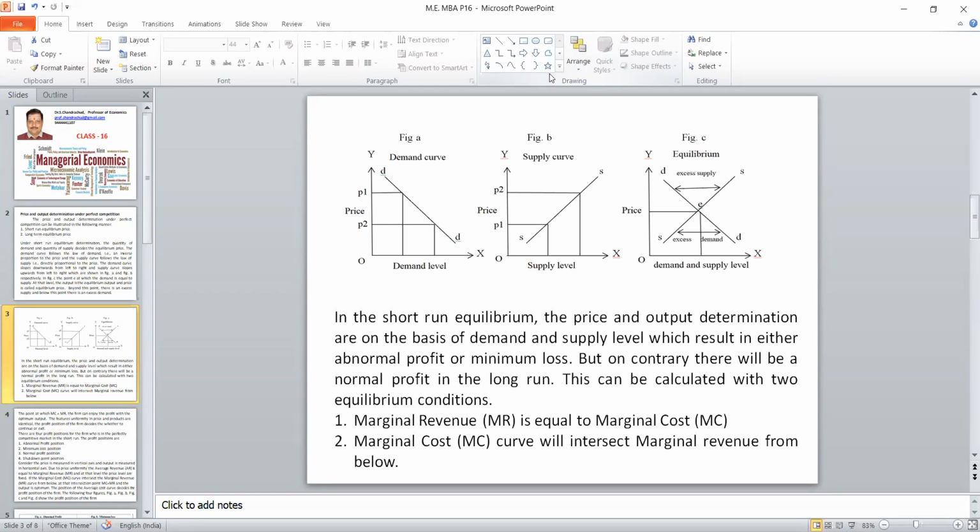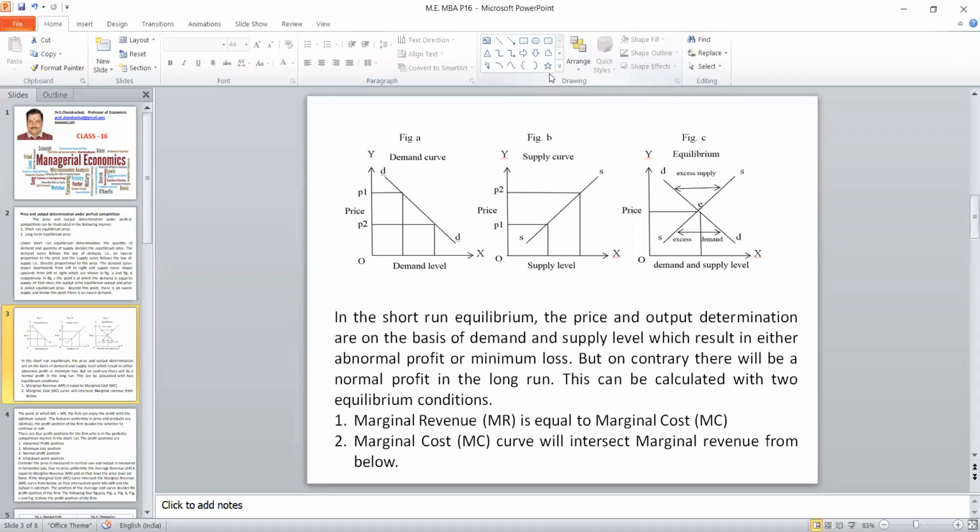Drawing these two curves in a third figure, the point E is called equilibrium, where supply intersects demand. At that level only, the price will be fixed. Above that point, there will be an excess supply. Below that point, there will be an excess demand. That level is called the equilibrium price on the vertical axis, and respectively the horizontal axis has the equilibrium output. In this short run, this is the way to calculate the equilibrium price and output. But in contrast, for the long run, it is not possible to draw the demand curve and the supply curve.